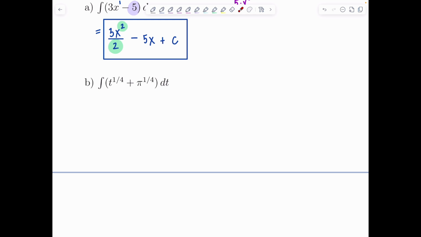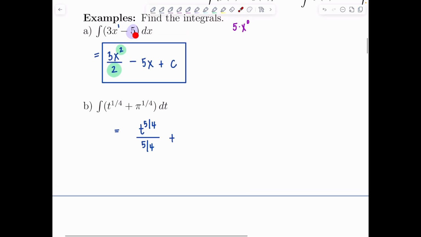All right, add 1 to the exponent. That's going to be 1/4 plus 1, 5/4. And then we divide by the new exponent. Plus, and then watch out, this one was meant to maybe trick you. Pi to the 1/4 is just a constant. So think back, how did we find the antiderivative of 5? We multiplied by the variable of the function. So we're going to do the same thing here. This might as well be 5, I know. So this is pi to the 1/4 t times t plus c.